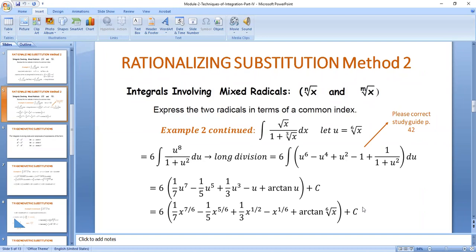Now, do you have any questions about these two rationalizing substitutions? The next part of the substitution will be trigonometric substitution.